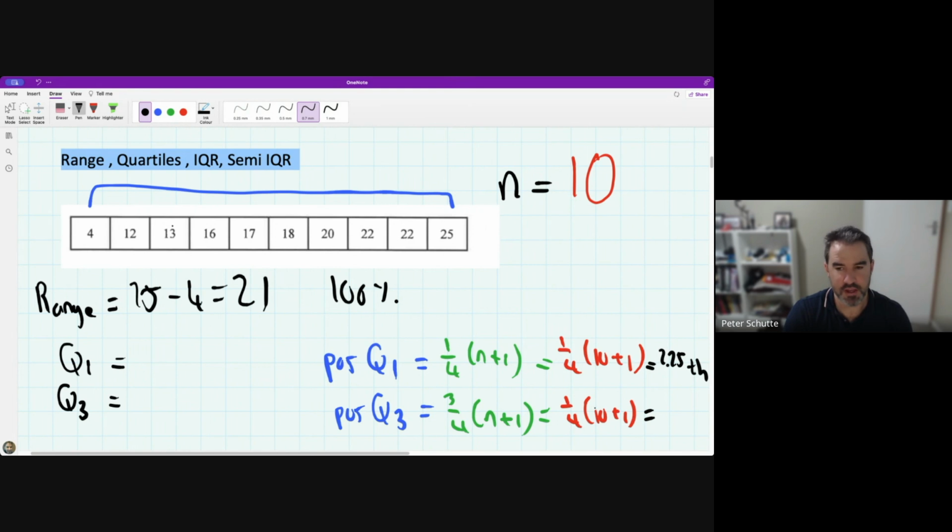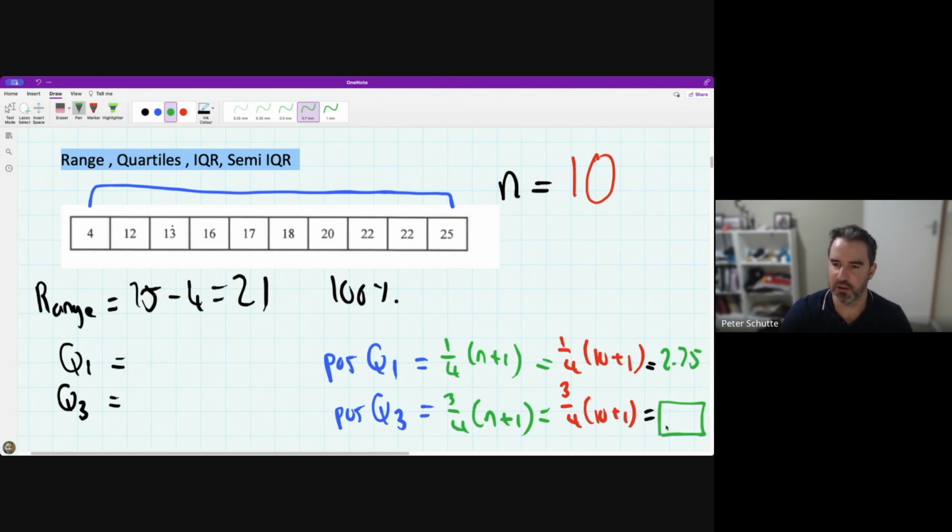Position of Q3, 11 times, oh, this should be 3/4. Sorry, I made a mistake there. What would 3/4 times 11 be? It would be 8.25. What is the value of this going to be? A quarter times 11 is going to be 2.75. And then what is the value of this going to be?